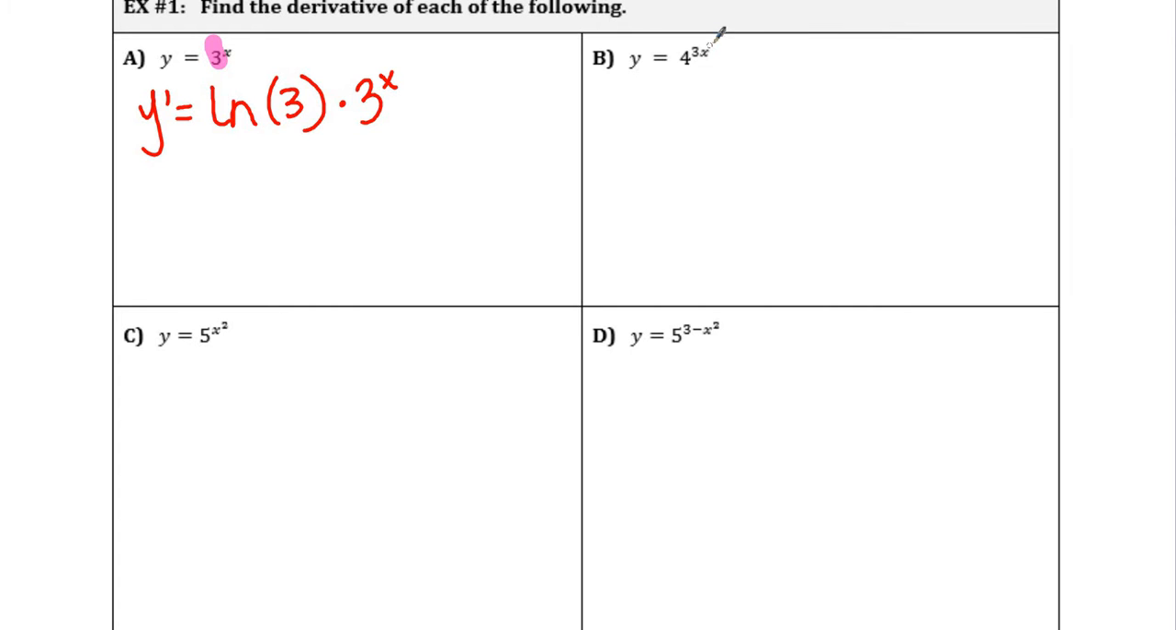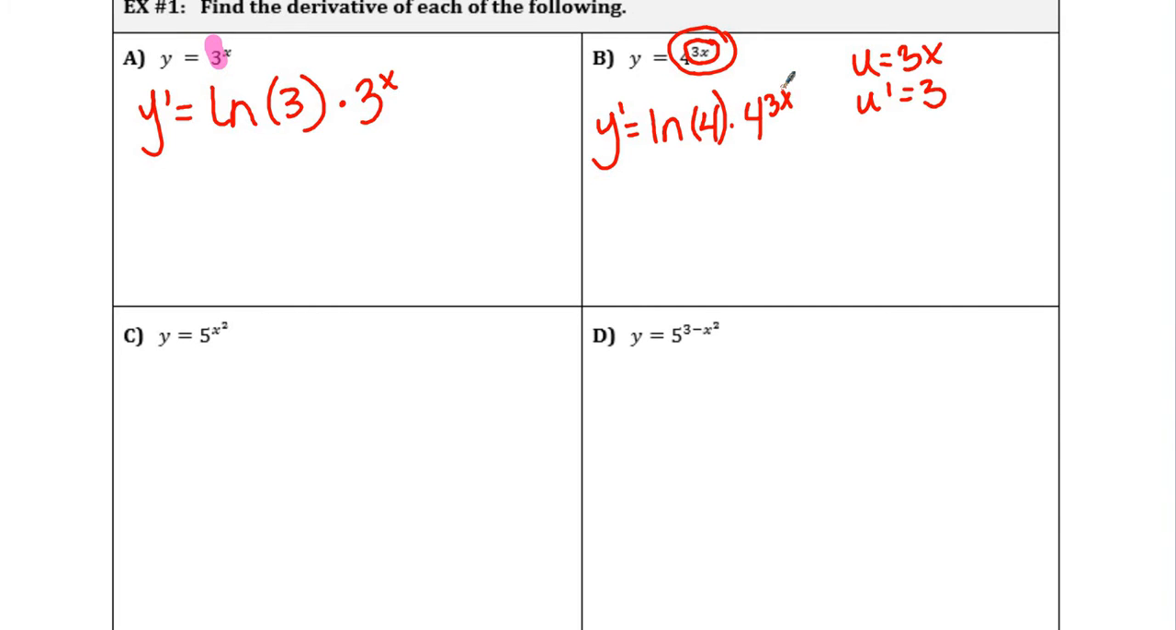Now on this one, notice that I have a chain rule. So I have a u of 3x, and so u prime is going to be 3. When I take the derivative of this, I'm going to take the natural log of 4 times 4 to the 3x. And then I also have to take the derivative of this inside function, the peanut right here, times 3.